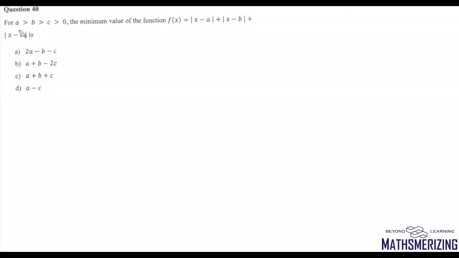Now, question number 40: for a greater than b greater than c greater than 0, the minimum value of the function f(x) = |x - a| + |x - b| + |x - c| is. Now, if we look at this expression, this is nothing but the deviation of x from these three given numbers a, b, and c. And we know that the mean deviation about the median is the minimum. So this function f(x) will assume its minimum value at the median of the series, which is a, b, and c.